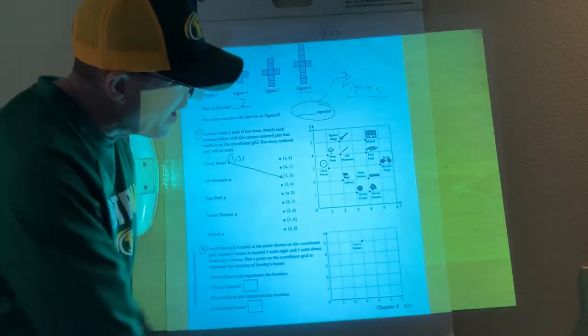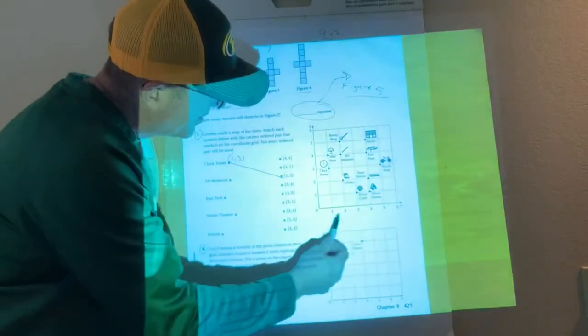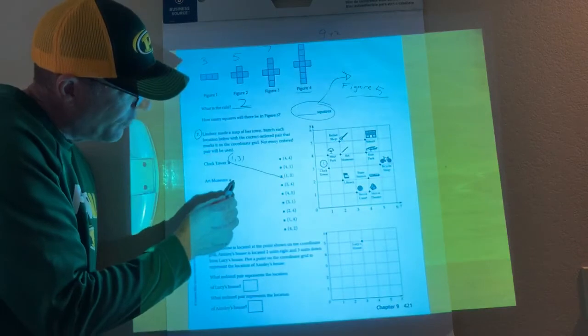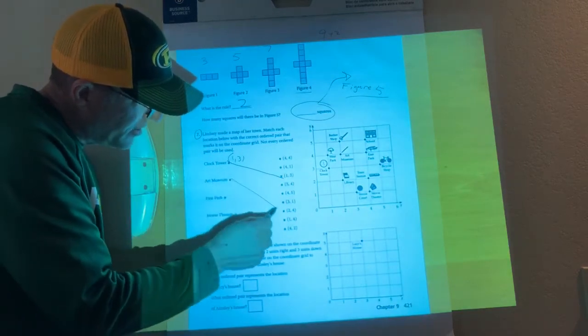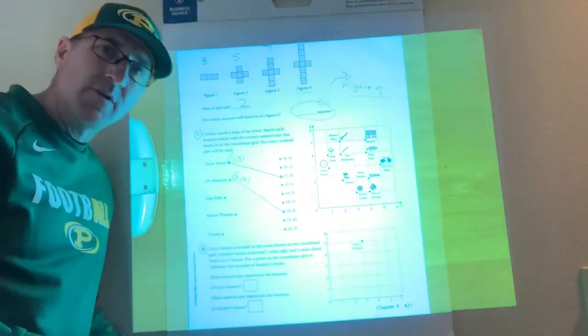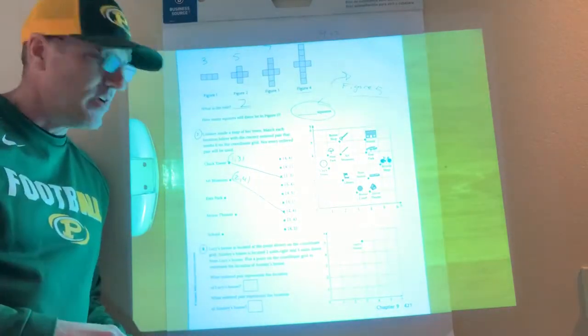Art museum, find it on here. There it is. So I go over 2 and up 4. So this is 2, 4. And I just draw a line. I write 2, 4. But for you, you would just drag the appropriate one in there. Easy money for you guys, right?